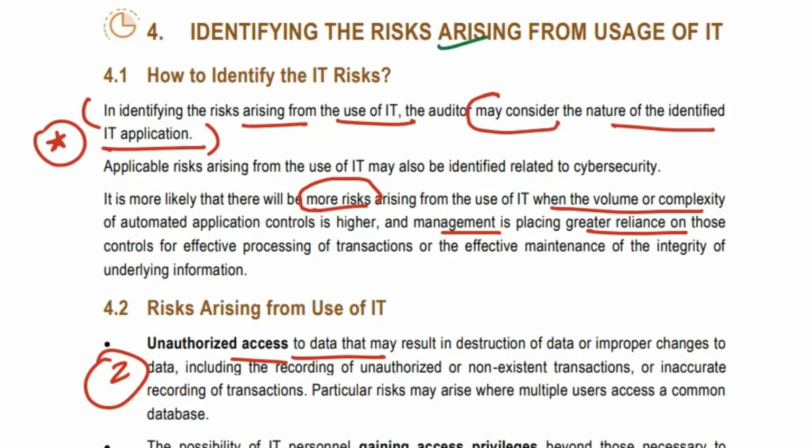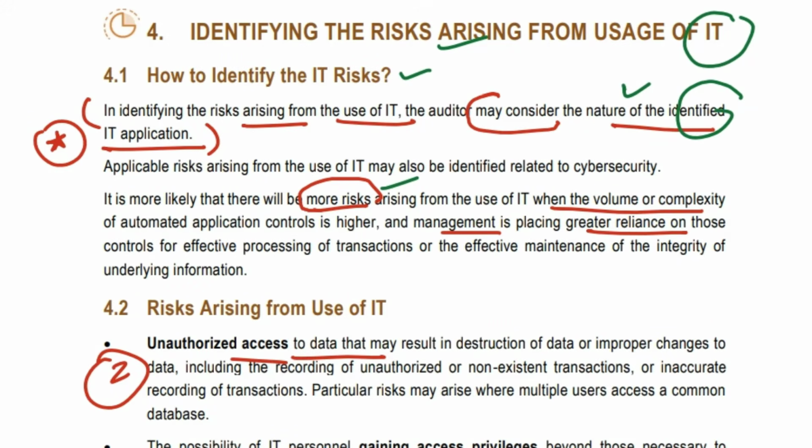Okay, let's start with the next topic, identifying the risk arising from the usage of IT. So we are going to use IT, right? So what is a risk? How will you identify the IT risk? That is the first question they are going to ask. Identifying the risk arising from the use of IT, first of all, the auditor needs to consider the nature of the identified IT application. What is the IT application they are using? What is the nature? That is one point you remember.